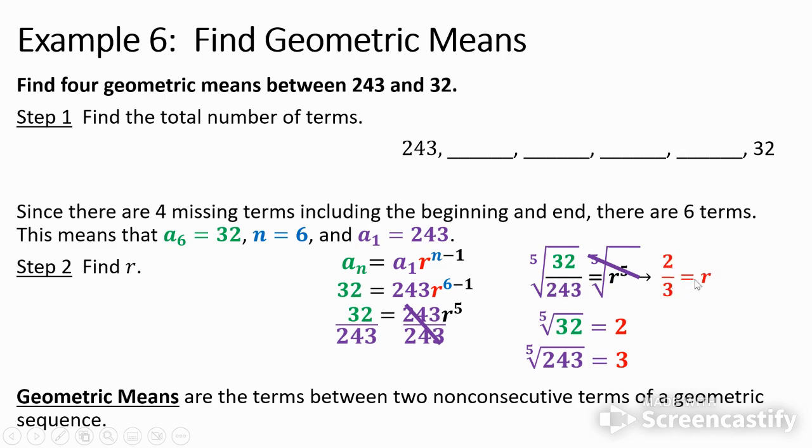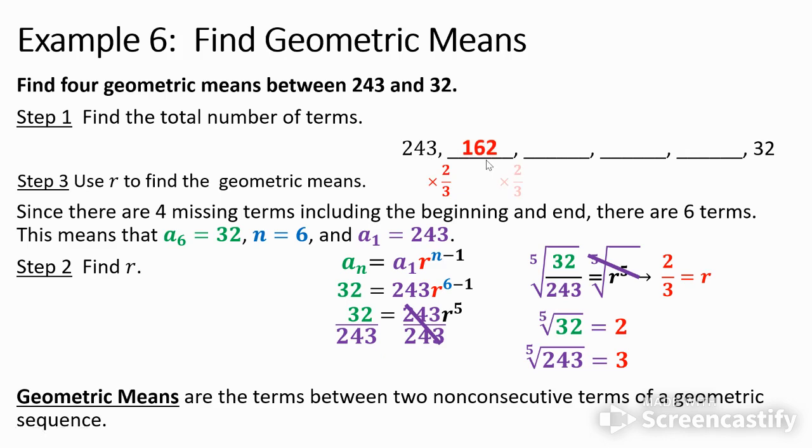Now that I've found my common ratio, I move on to step 3. We're going to use R, our newfound R value, our common ratio, to find the missing geometric means. I'm going to multiply 243 times 2/3, and when I plug that into a calculator, it gives me 162. I'm going to continue this process until I have filled in all of my geometric means. And that is how we do this example.